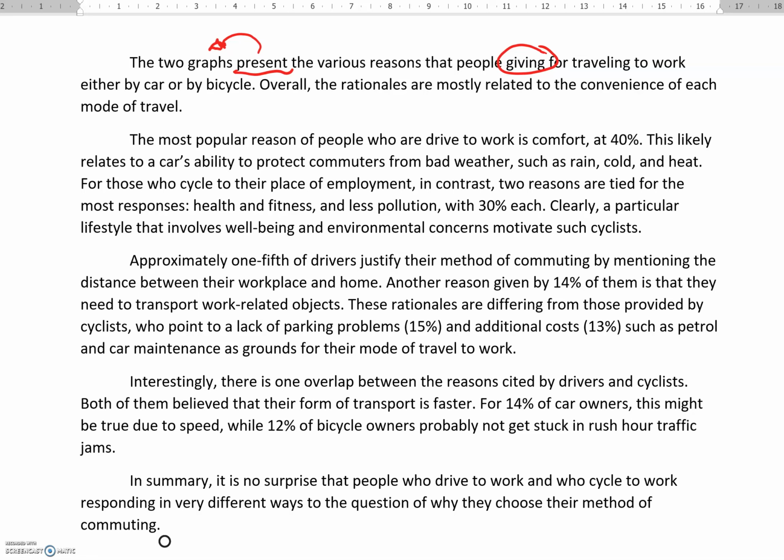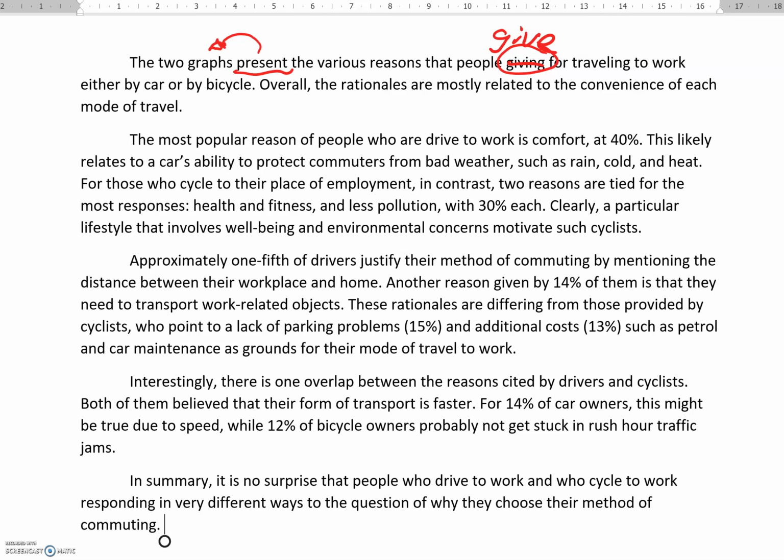You could possibly write people are giving, but then, we are talking about in general, in reference to some facts from a survey, so it'd be better just to use the simple present, just give, right, instead of giving. Okay, so look out for that mistake with verb ing by itself. It's not a main verb, yeah? Okay, so that people give for traveling to work either by car or by bicycle.